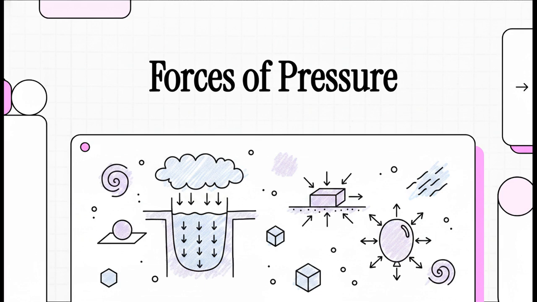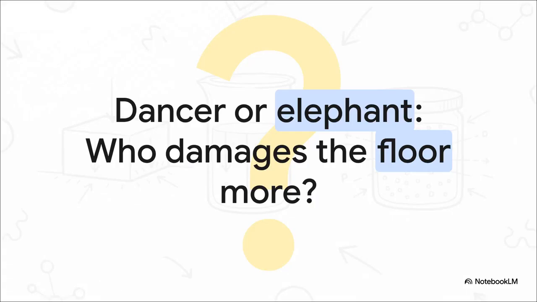So to kick things off, I've got a seriously counterintuitive puzzle for you that sets the stage perfectly. Okay, picture this. Who does more damage to a dance floor? A delicate dancer weighing about 600 newtons wearing stiletto heels, or a massive, multi-ton elephant? Now, your gut instinct probably screams that the huge, heavy elephant is going to cause absolute destruction, right? Well, physics actually tells us a completely different story, and the answer perfectly unlocks the real definition of pressure.